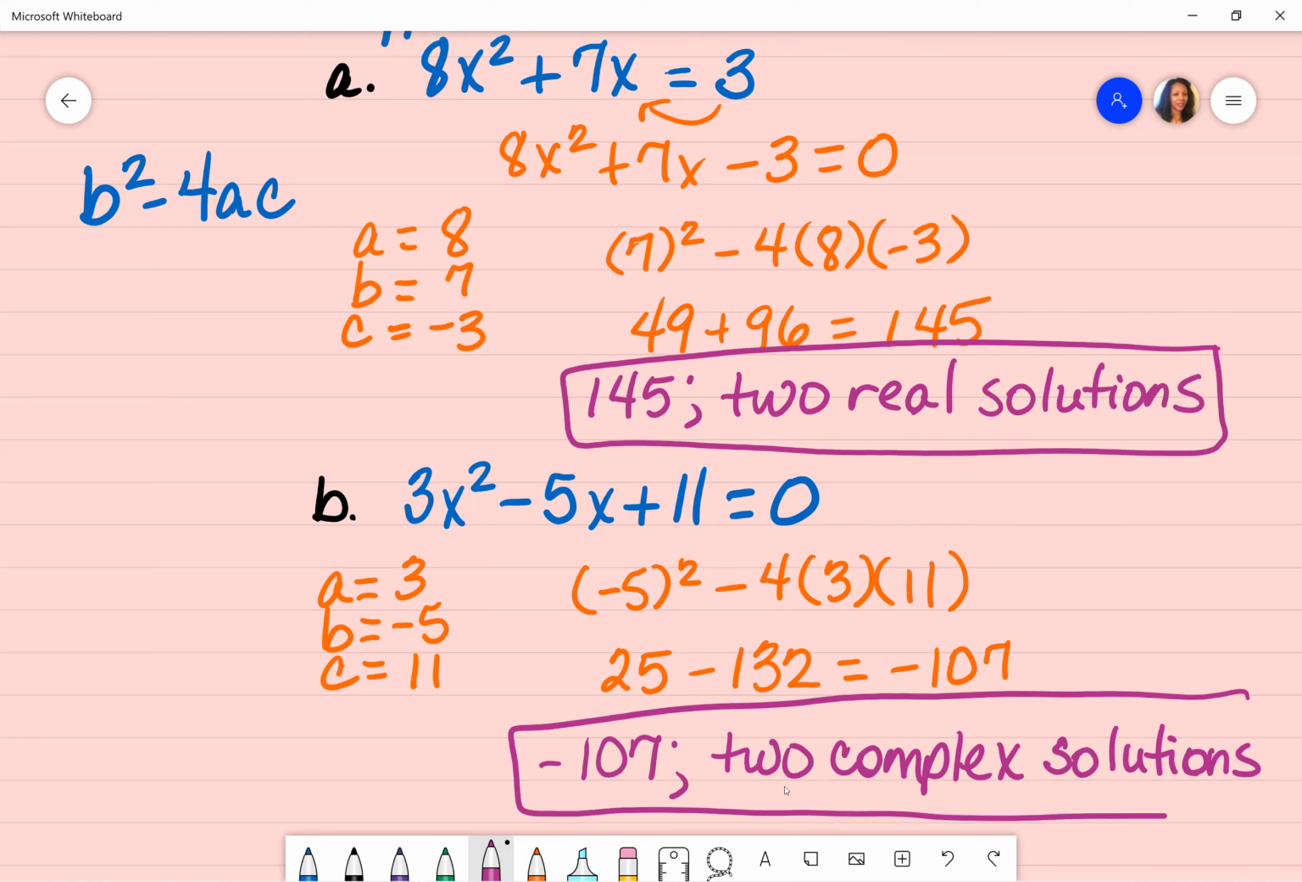That's going to be my answer here. And now, to distinguish between the two, I've said this in another video, if you ever see a negative, that means you're going to have an i in your answer. So therefore, you're going to have 2 complex solutions. The other one is greater than 0, doesn't have an i, doesn't have a negative sign. So that means it's going to be 2 real solutions.